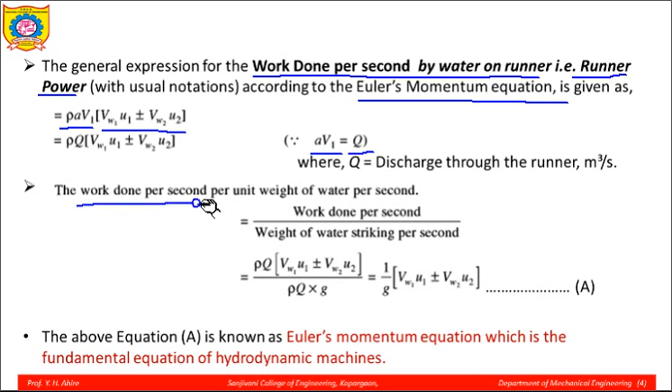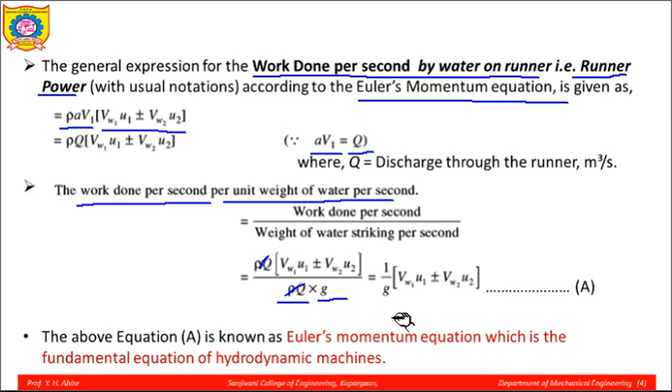Now the work done per second per unit weight of the water per second can be written as work done per second divided by weight of water striking the runner per second. Now weight of water striking is nothing but mass flow rate of water into gravitational acceleration. So m dot into g. M dot is nothing but rho into Q into g. So rho Q cancels. This rho Q will cancel with this one. So we have the formula 1 by g Vw1 U1 plus minus Vw2 U2. Right?